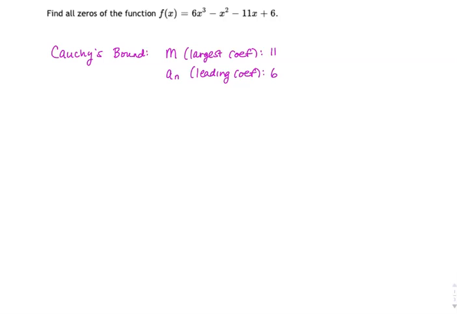So using our formula for the bound, we're going to take the opposite of 11 over 6 minus 1, and then 11 over 6 plus 1. So if we simplify that, 11/6 minus 1, we end up with negative 17/6 to positive 17/6. So it's just a little bit less than negative 3 to positive 3. Next, I'm going to use my rational roots theorem.